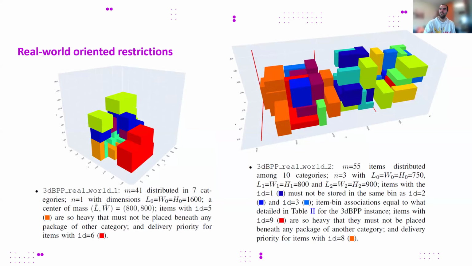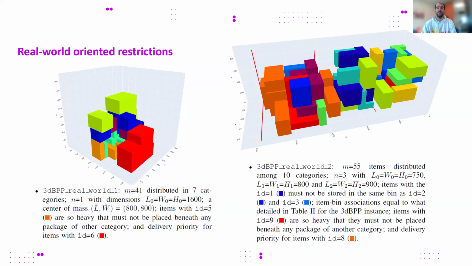And lastly, before I make a live demo, these are real-world oriented restrictions. These are 2 instances in which we, of course, need to contemplate different kinds of restrictions, because if we want to solve real-world bin packing problem instances, we need to contemplate them.